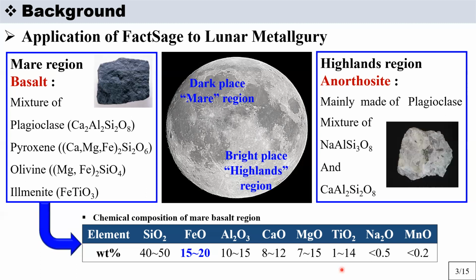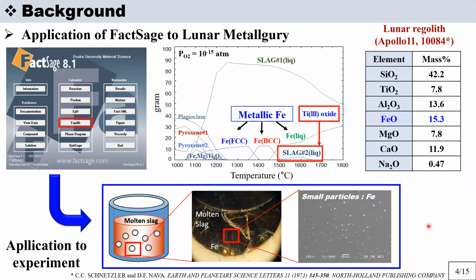So it's necessary to know the equilibrium behavior of mare basalt at high temperature and low oxygen partial pressure. However, mare basalt is a multi-component complex compound. Therefore, FactSage calculation was applied to investigate the equilibrium behavior of mare basalt at high temperature. We applied the FactSage calculation to our experiment for lunar metallurgy. This table shows the chemical composition used in our calculation. We selected this composition for lunar metallurgy.